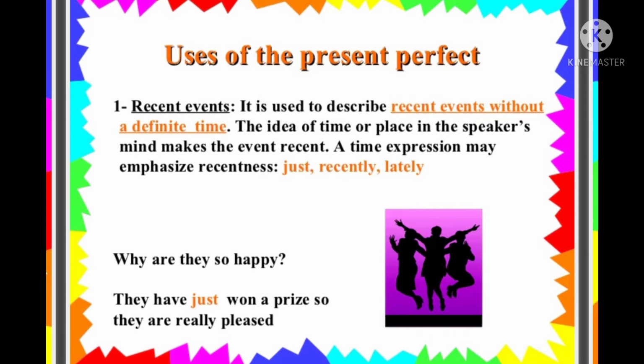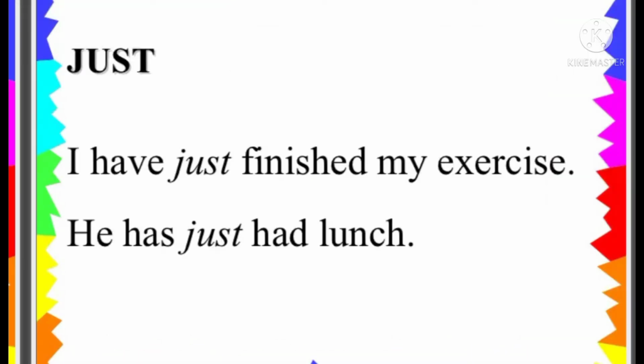See, since it has happened, it is referring to a recent event. They got a prize. In order to mention that, we have used present perfect tense. We use the adverb just with the perfect tense. I have just finished my exercise. He has just had lunch. Okay, it is all talk about a recent event, just finished. In order to mention that, we use present perfect tense.